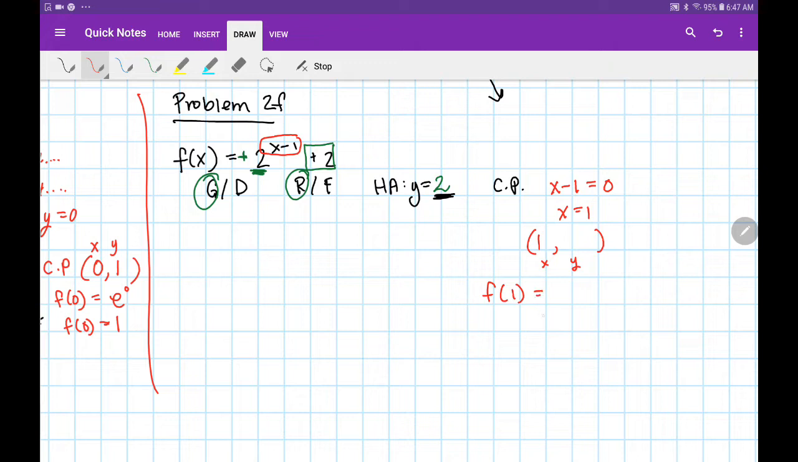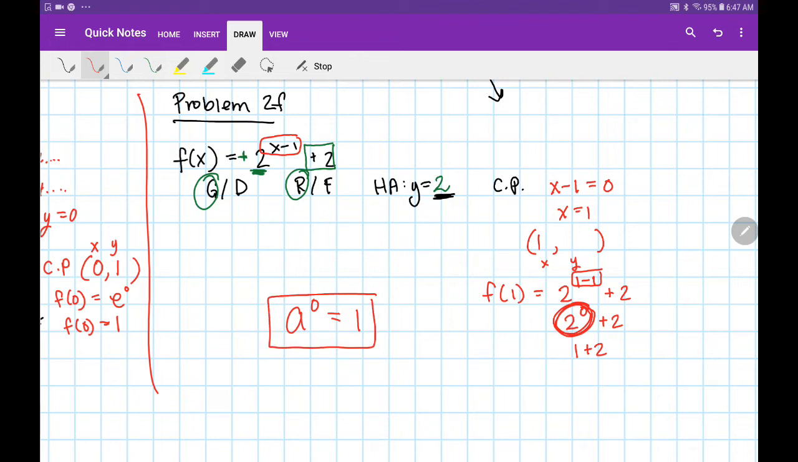If I set my x to 1, then I'm doing 1 minus 1 in my exponent. 1 take away 1 is just 0. And don't we all know what anything to the 0 is? It's just 1. So make a note to yourself, anything to the power of 0 is 1. That's a very important rule. And then 1 plus 2 at the end here is 3. So I have a point when x equals 1, y equals 3.